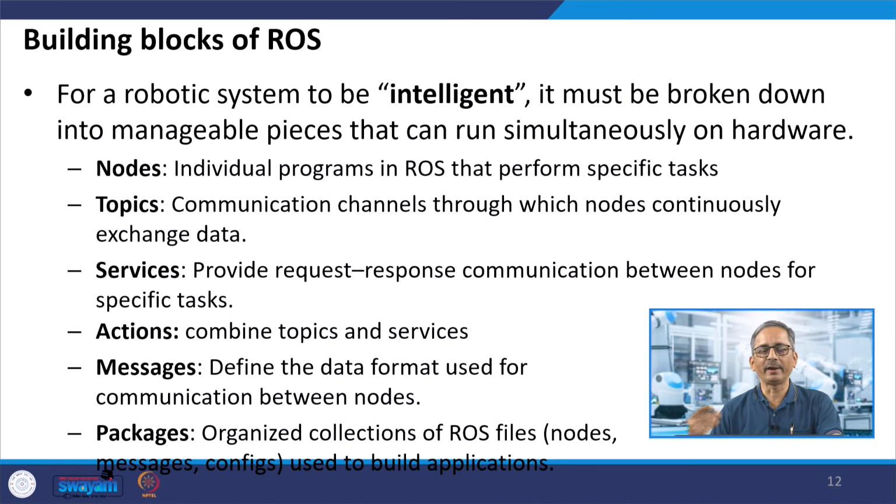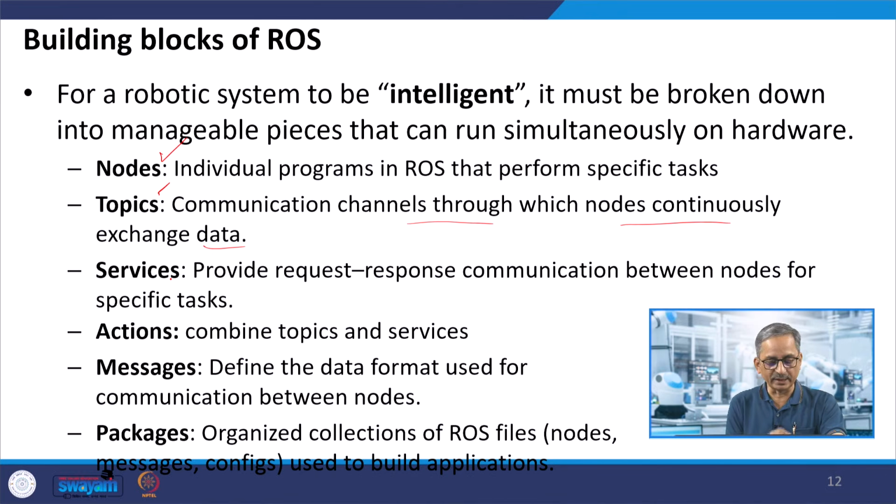For a robotic system to be intelligent, it must be broken down into manageable pieces that can run simultaneously on hardware. So, these are the terminologies, or the building blocks, which are used in ROS. Say nodes. These are individual programs in ROS that perform a specific task. Then next is the topic. These are communication channels through which the nodes continuously exchange data.